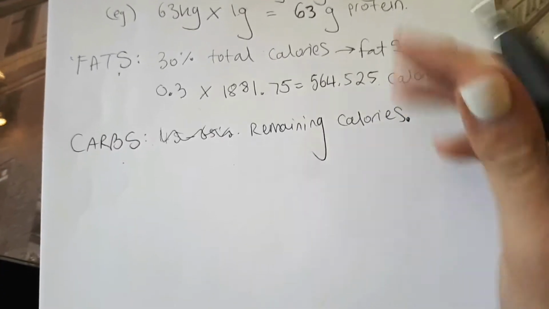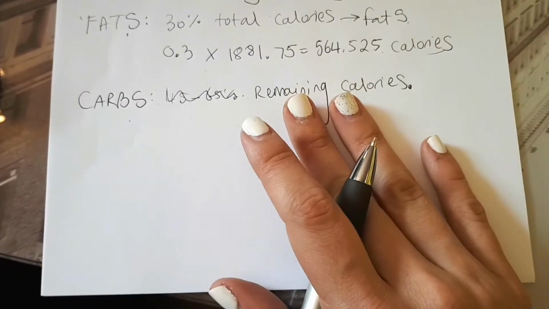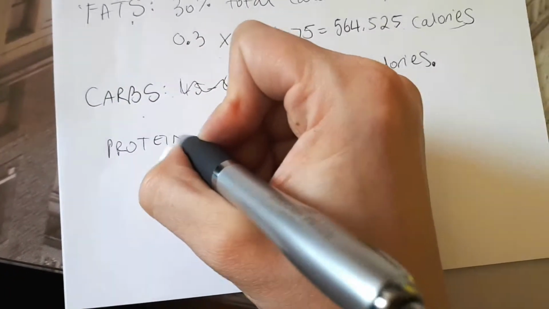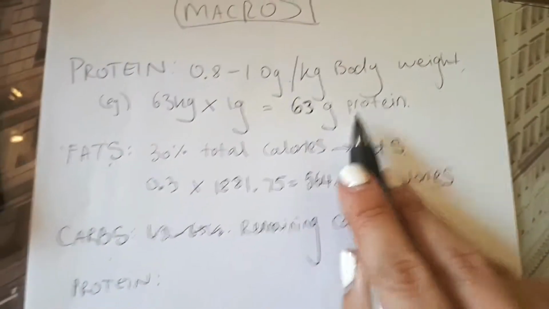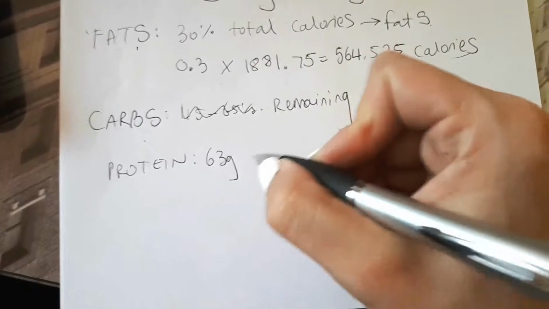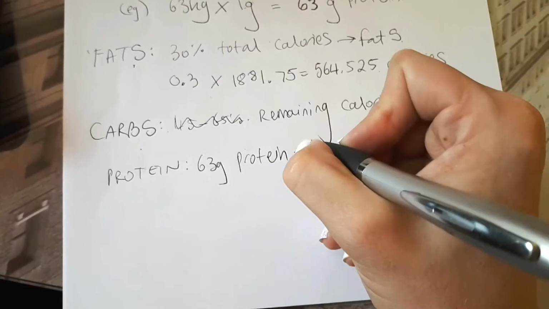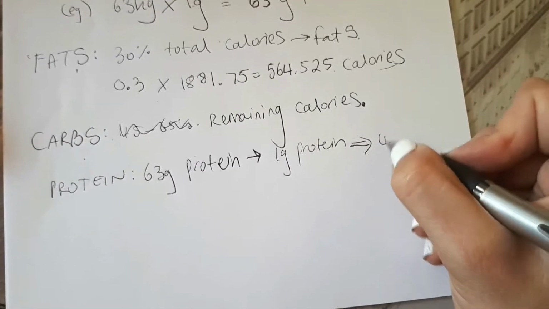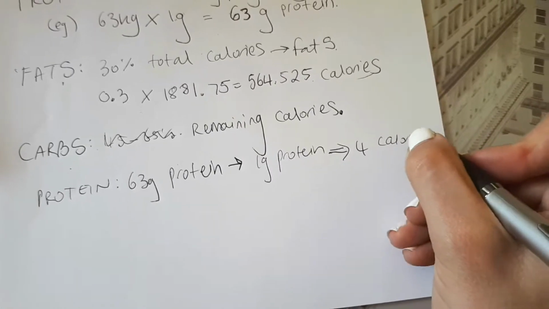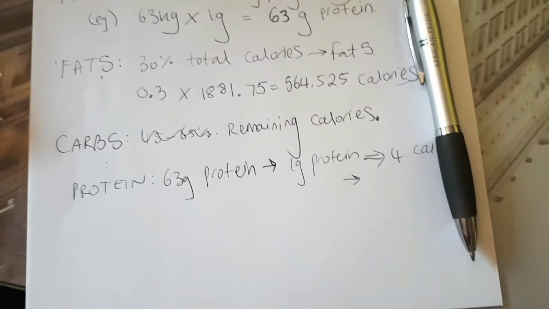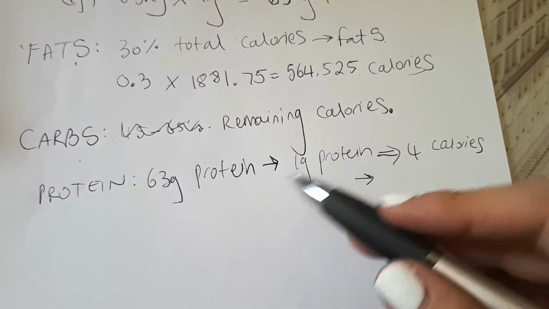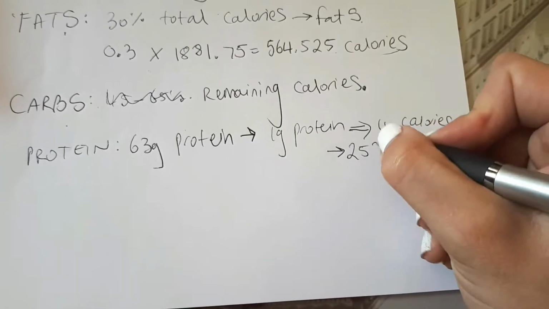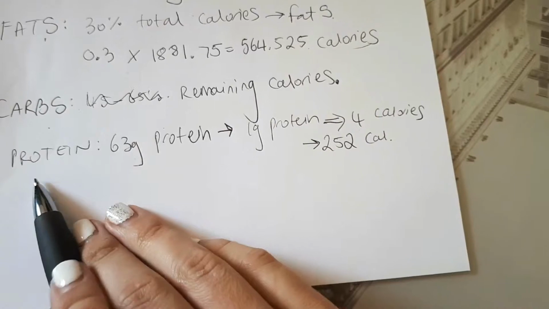Okay, and I will show you how to do that right now. So, protein, we've got 63 grams of protein. And from my last video, I told you 1 gram of protein is equal to 4 calories, right? So you're going to take 63 grams of protein times 4, which will give you 252 calories coming from my protein.